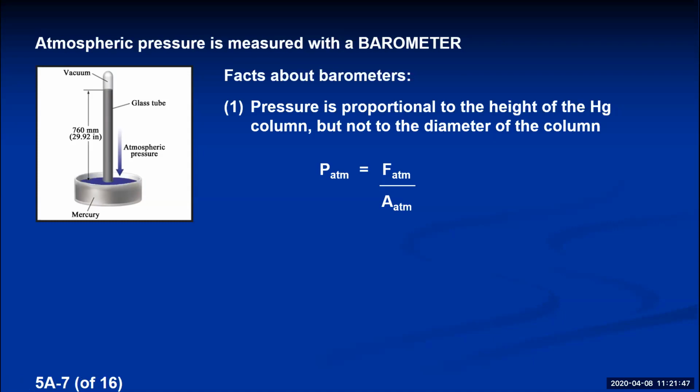Now, look at this little blue section right here. This is the area that all the mercury in this column is pushing down on in the beaker, that little area right there, okay?